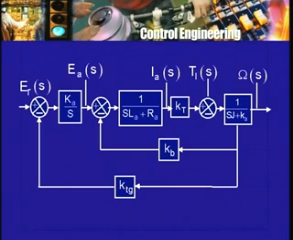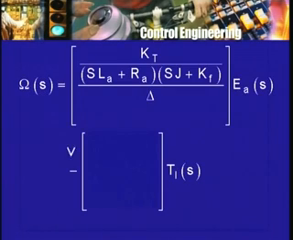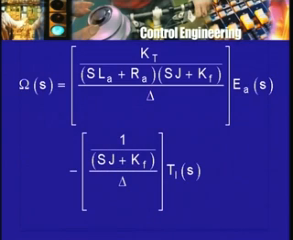For the load torque, the forward path only involves 1 over (sJ plus Kf) and with a minus sign, and that minus sign I have already put out here. So for the load torque, I have to simply write here 1 over (sJ plus Kf). So that's the expression we have for omega of s in terms of Ea of s and TL of s. Note, both these expressions have delta in the denominator. The denominator is the same, the numerators are different.